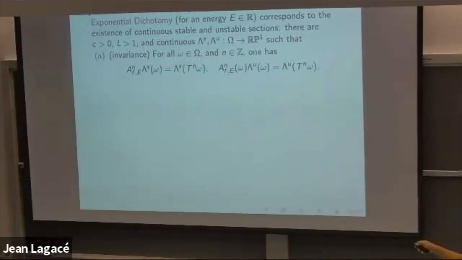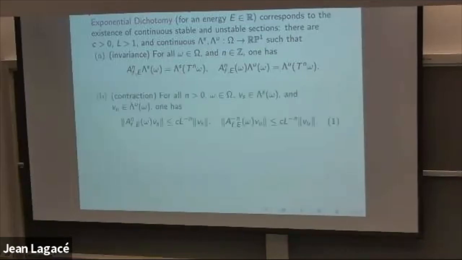So the invariance just means if you look at the line that you have at omega, apply the transfer matrix to it, then you are transported to the line that you have at T omega, and that you can of course iterate. The same is true for the U guy. And what's the difference between S and U? So this just means both of them are invariant. S and U correspond to stable and unstable. Stable means that you have decay under forward iterations, and unstable means that you have decay under backward iterations.